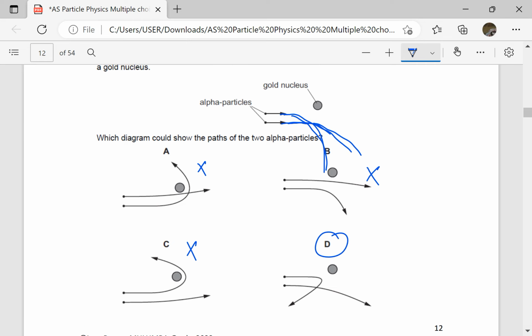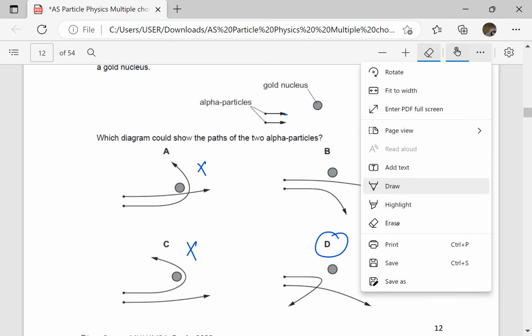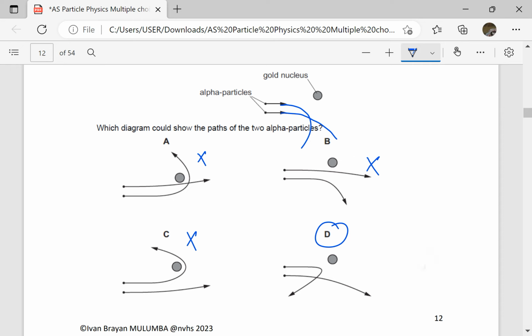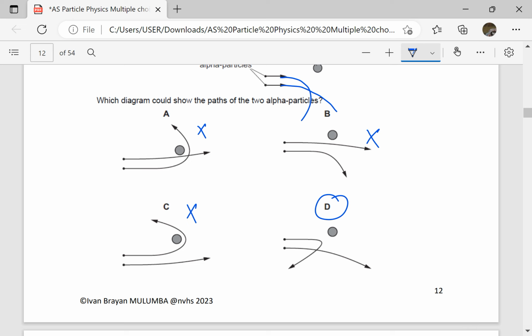The one which gets closer undergoes a greater deflection. The one which comes close to the nucleus undergoes a greater deflection than the one which is further away. So the answer is going to be D, straight away.